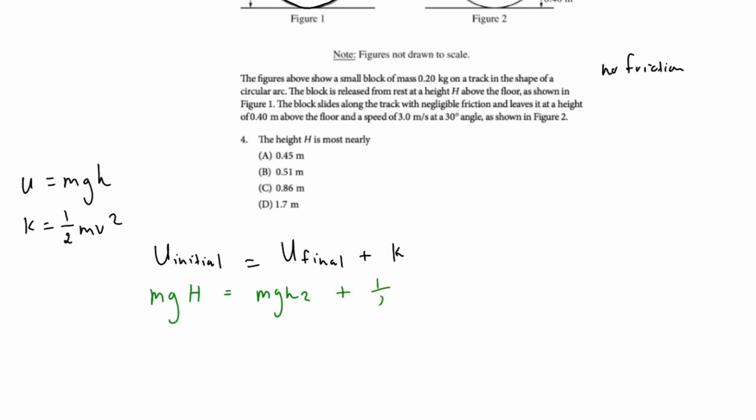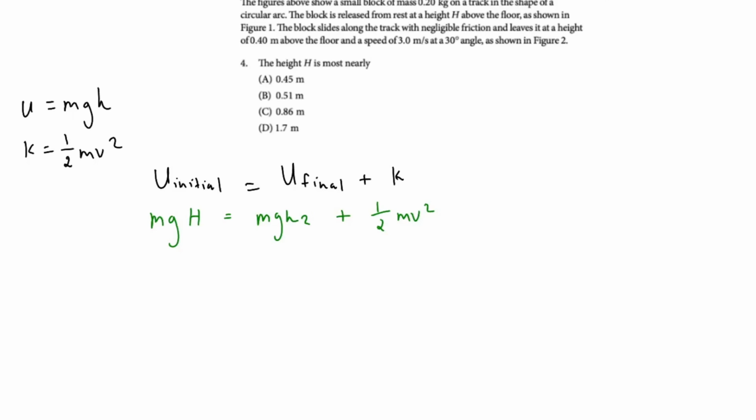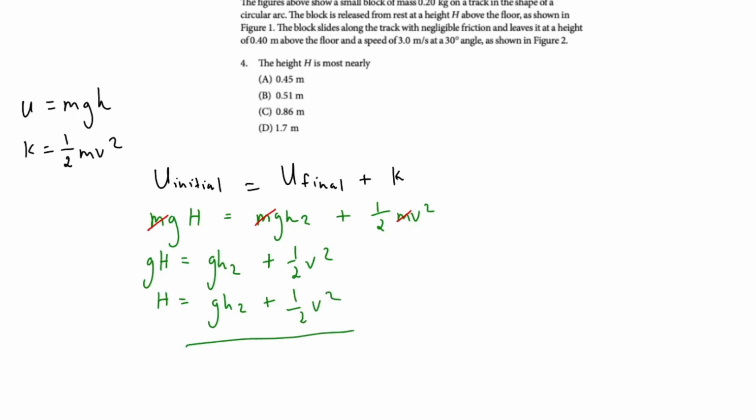Plus half mv squared. Now if we notice this equation here, to simplify our calculations at the end, we can cancel out something common between all of them, which is our mass. So we can divide by mass on both sides, so we can get rid of this mass. And so we'd be left with the equation g times H is equal to g h2 plus half v squared. So now I'm going to divide this g out, right? So it's going to be H is equal to g h2 plus half v squared, divided by g.